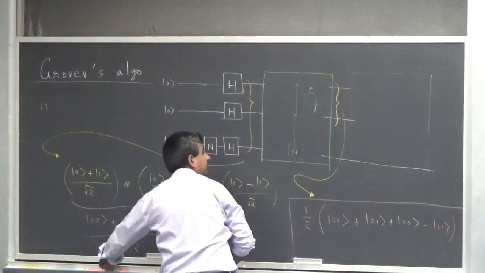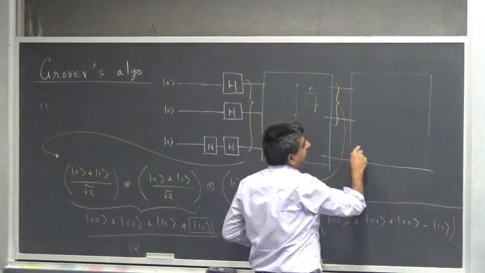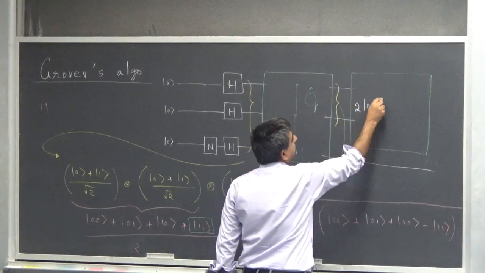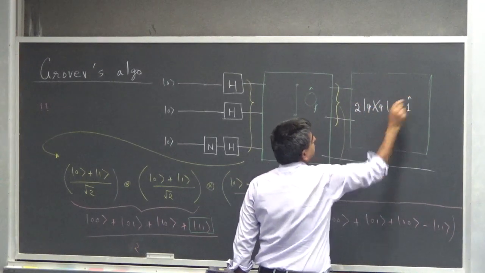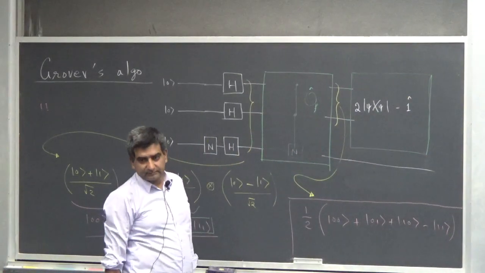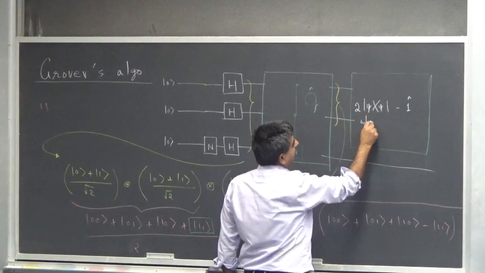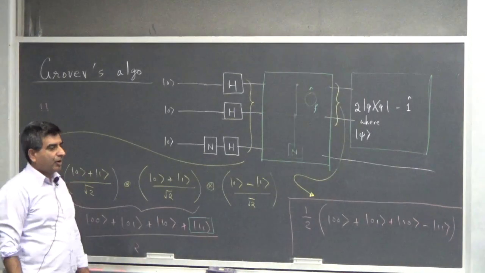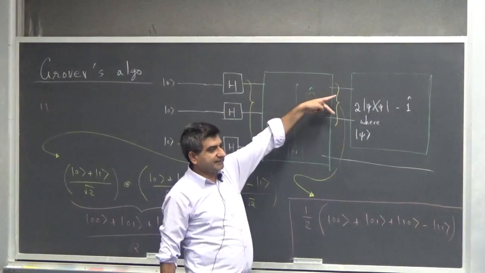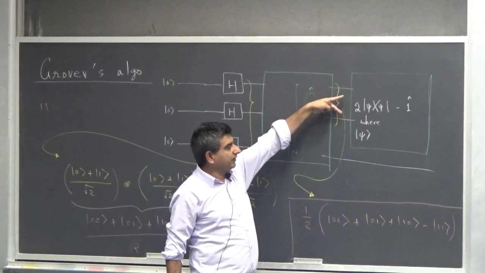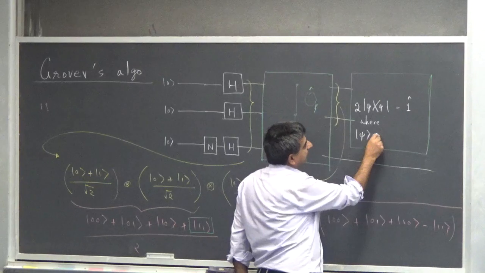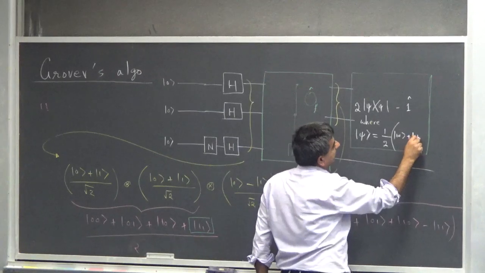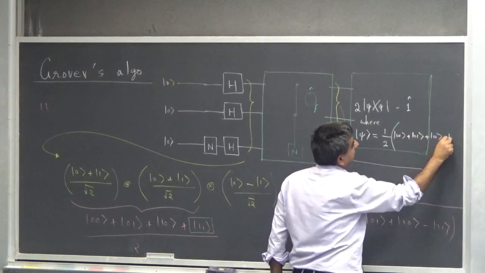My subsequent operator here takes this form: 2 ket psi bra psi minus identity, where psi is an equal superposition of all the 4 computational basis states on these 2 qubits, which means that psi is one half of ket 0,0 plus ket 0,1 plus ket 1,0 plus ket 1,1.